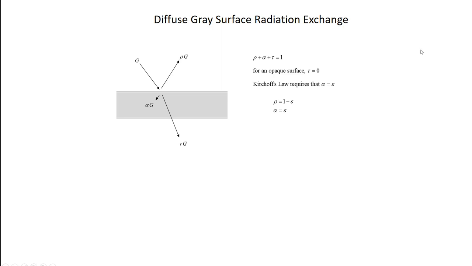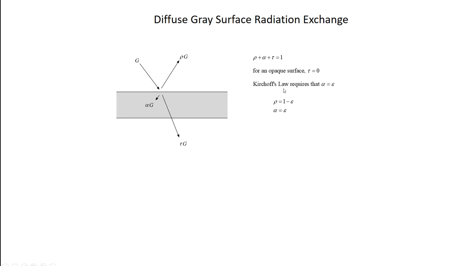I think it should be obvious that the sum of the reflectivity, absorptivity, and transmittivity has to be equal to 1, right? All of this irradiation has to be either reflected, absorbed, or transmitted. There's no other possibility, so the sum has to be 1. We're only going to talk about opaque surfaces, not transparent or semi-transparent surfaces, and therefore for our surfaces the transmittivity is going to be 0. So that means that the reflectivity plus the absorptivity has to equal 1.